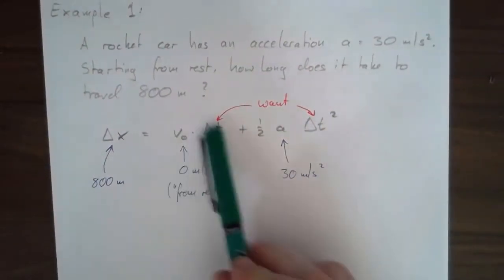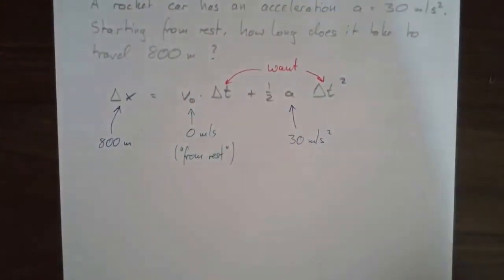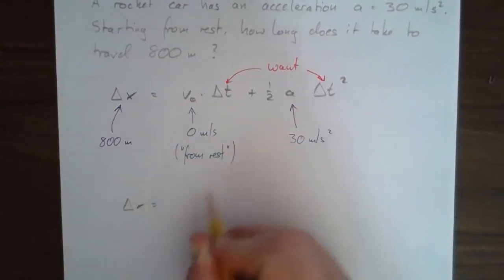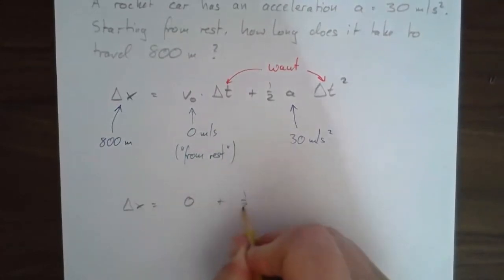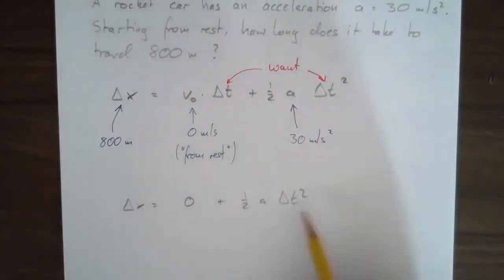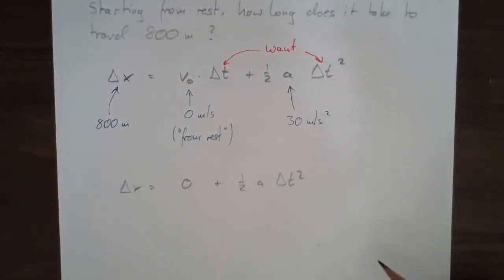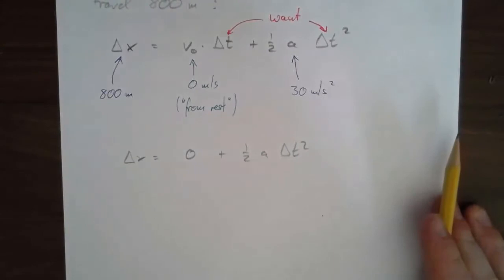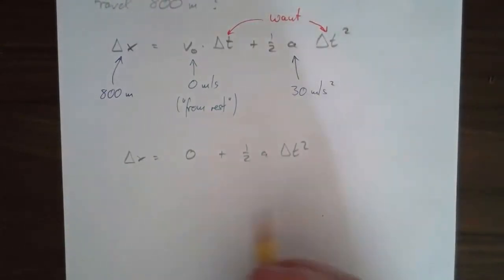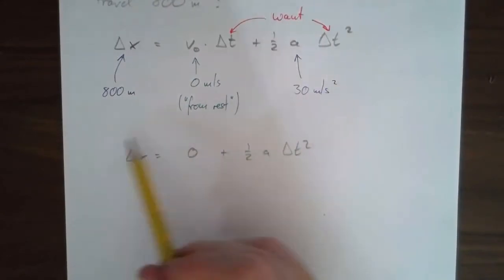Well, if this is zero, this whole thing just drops out, and I end up with, let's have a look, delta x is equal to zero, right, plus 1/2 a delta t squared. So I really just want to solve for this. I know those two. Notice I'm working symbolically and only plugging numbers in right at the end. There are reasons for that. We'll talk about those more in the near future, but it's a good habit to get into. It helps you find mistakes if you make them. It gives you certain physical insights. We'll talk about it in more detail. But right now, let's solve it.